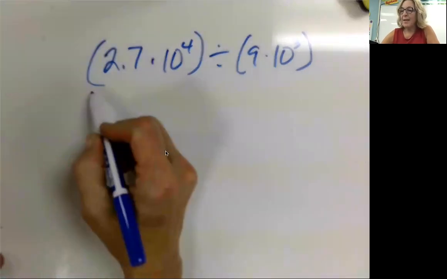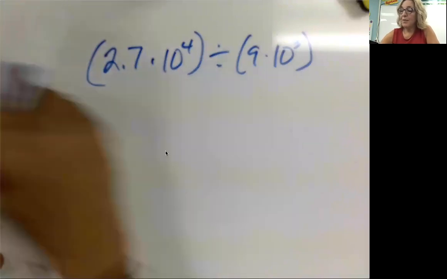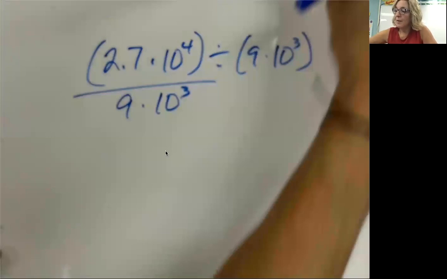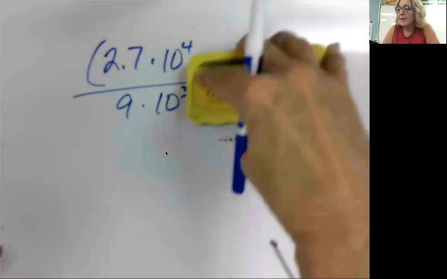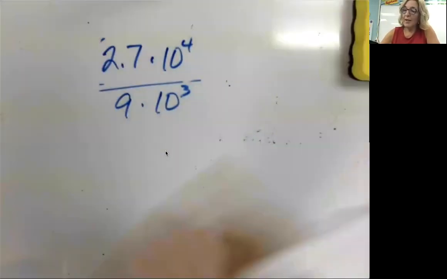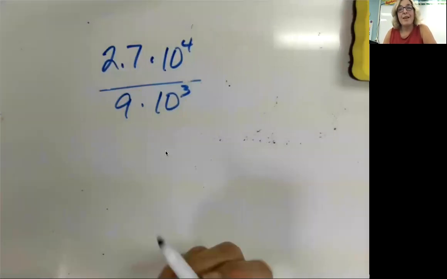I'm going to keep the 2.7 times 10 to the 4th, but I'm going to divide it by 9 times 10 to the 3rd this way. And then I'm going to get rid of the parentheses, because then it's a little bit easier to see. So what we want to do is really we're simplifying. This division problem is really a simplifying problem.